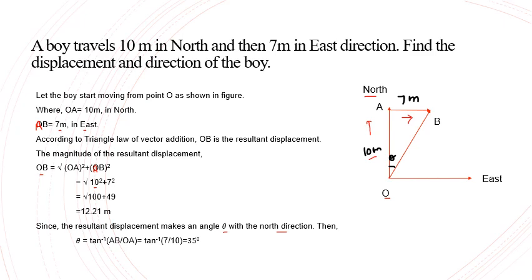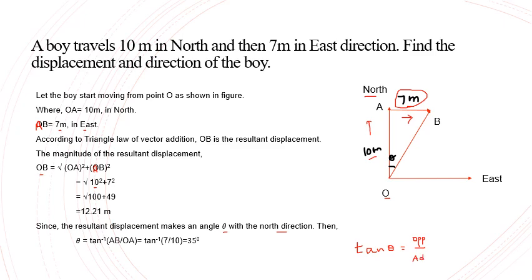See, the opposite to theta is given. What is opposite? 7 meters. So 7 meters is just opposite to theta, and the adjacent side of theta is 10 meters. So what is the formula? Tan theta equals opposite by adjacent. Use that trigonometric relationship. I repeat, tan theta equals opposite by adjacent.